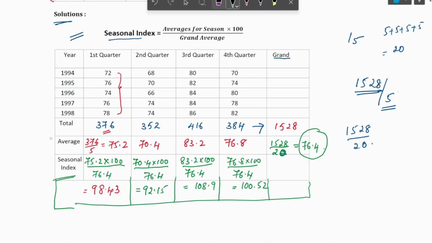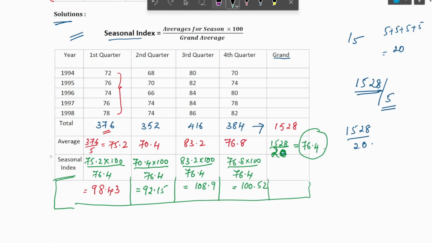That's why the average is also divided by 5. But here this is 20. 20 means each and every quarter, 5 values are there, 5 into 4 columns, that is 20. That means your average is 76.4. So 76.4 is a grand average that is going to be there in the formula for the denominator. This is the way you are going to calculate the seasonal index.